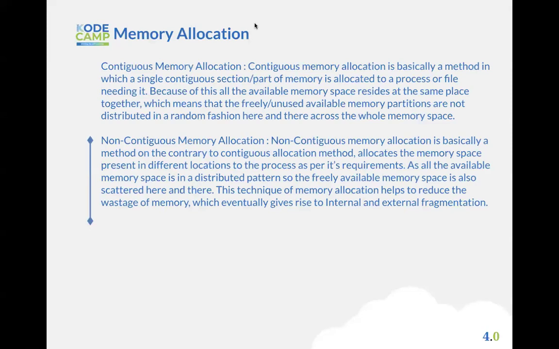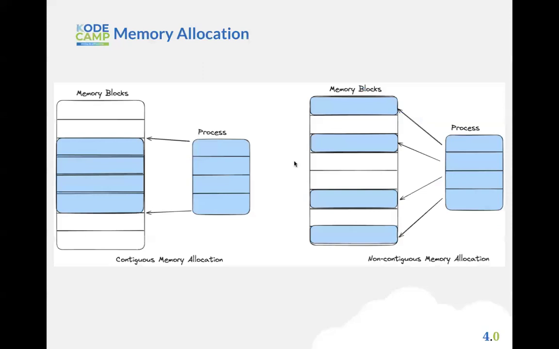concurrently or more randomly. So in the explanation, I say here that all of the available memory space resides in the same place together, which means that free and unused memory partitions, you don't distribute the different processes randomly, but they are placed one after the other. That's the contiguous memory allocation. They are allocated one after the other, or they can be allocated more randomly. Let's use an illustration to demonstrate what we mean.